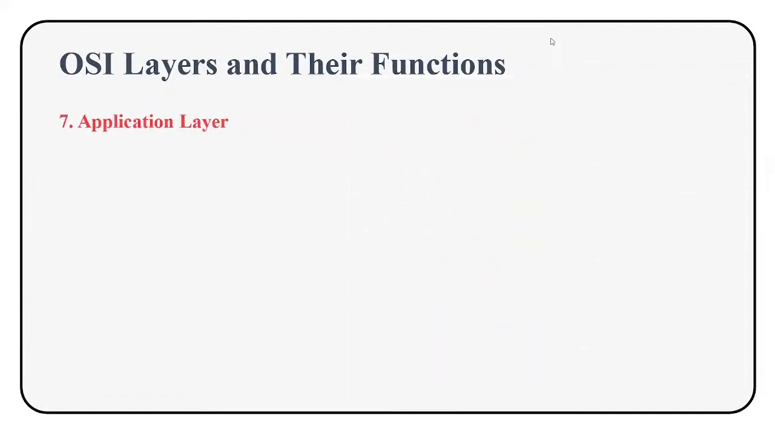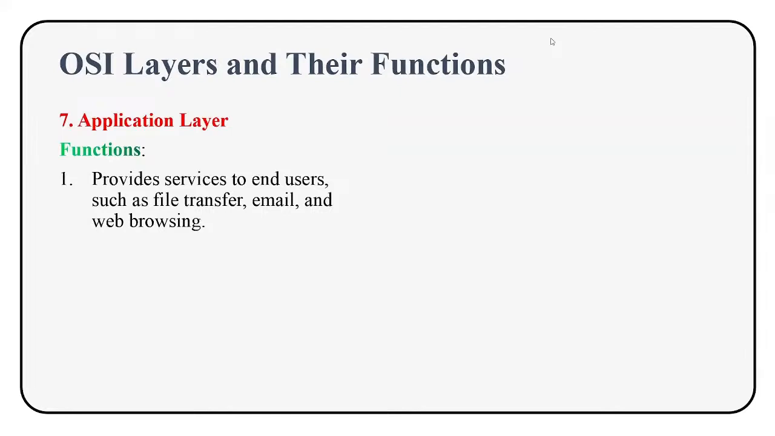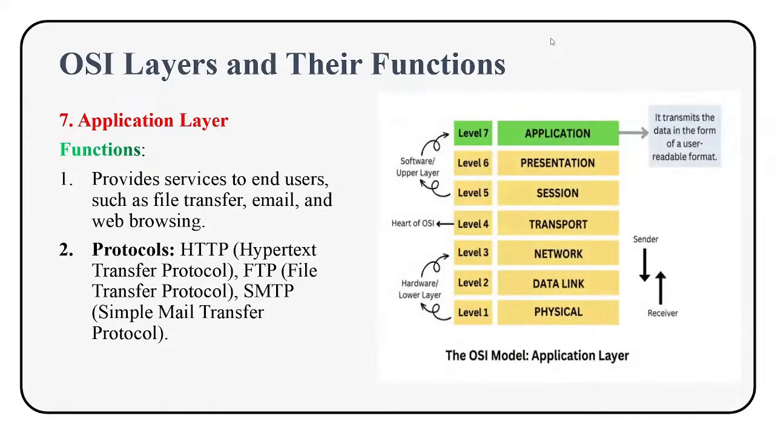Then the next one is the application layer, definitely. The application layer provides services to end users, such as file transmission, email, and web browsing. And the different protocols, the rules which are used here, are simply HTTP, FTP, and SMTP. That is the Hypertext Transfer Protocol, File Transfer Protocol, and SMTP, the Simple Mail Transfer Protocol, which are used here.